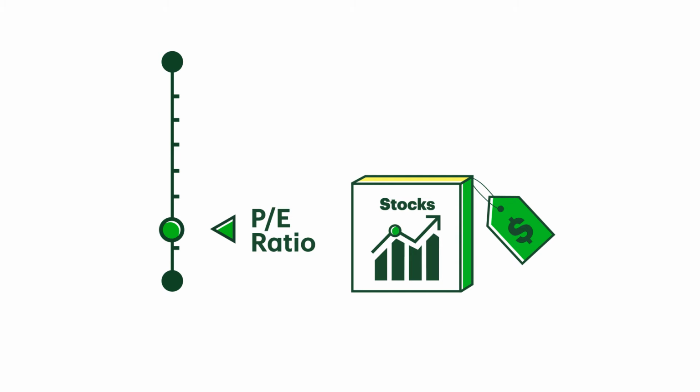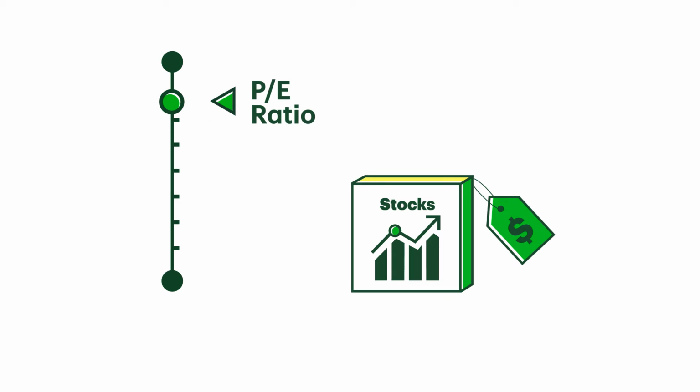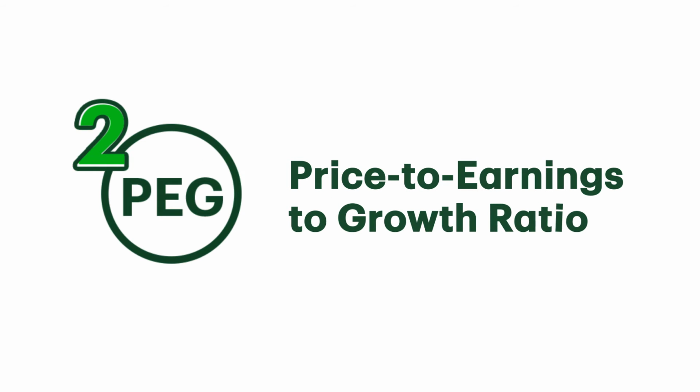However, investors who are looking to buy into growth companies might be more comfortable with higher PE multiples. That's because they expect future earnings to offset the cost of buying the stock at what appears to be an overvalued price today. Number 2, price to earnings to growth or PEG ratio.